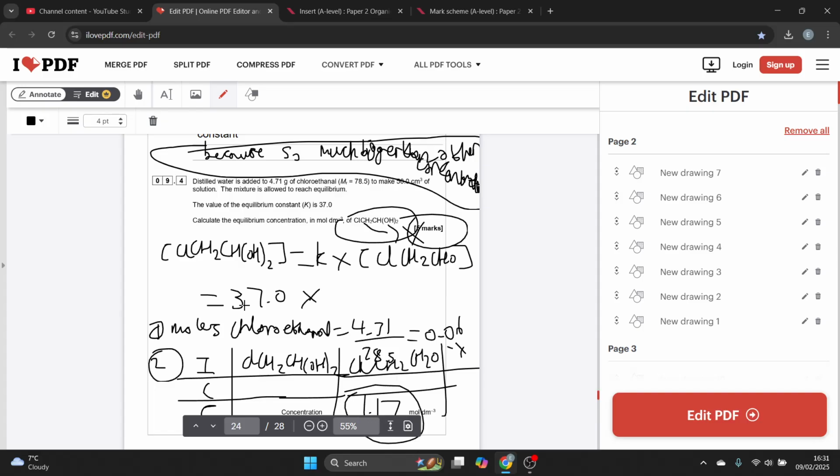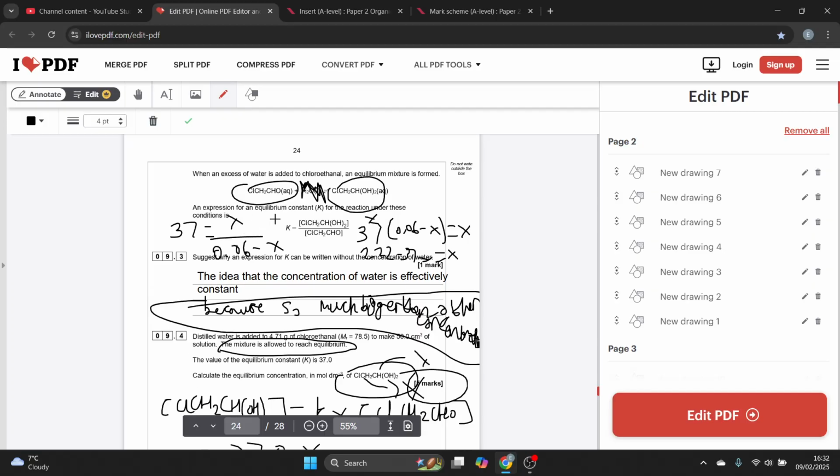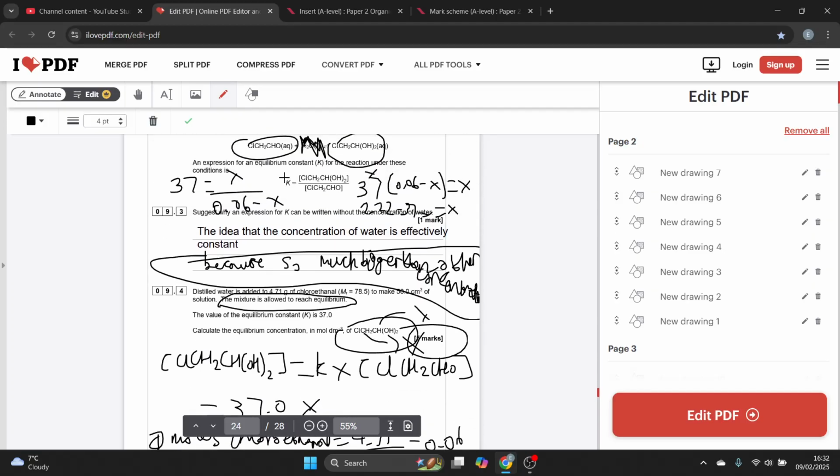So firstly, find out the moles of chloroethanol, and then realize these are the initial moles. Then it says the mixture is allowed to reach equilibrium. I want to find out the equilibrium moles, right? So I'm going to let equilibrium moles of this equal x, and therefore the equilibrium moles of this, if that's x, is going to be 0.06 minus x, because we don't care about this really, because it's effectively constant because it's so much bigger than other concentrations. That makes sense. Then construct the equation. K is 37 equals x over 0.06 minus x.